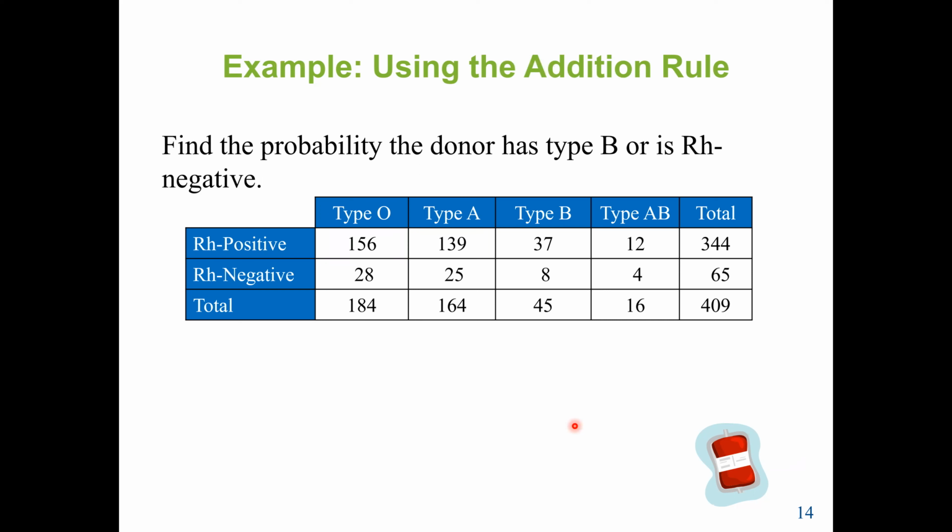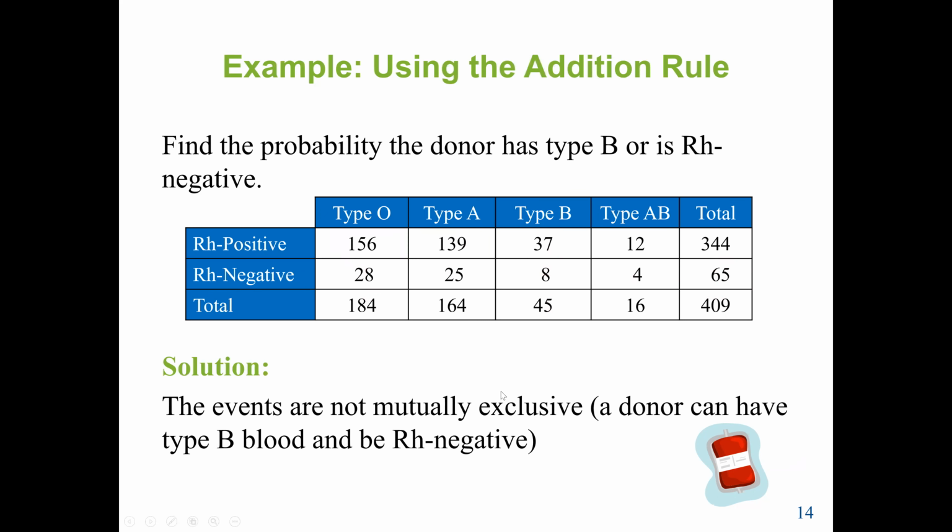So next, they say find the probability that the donor has type B or is Rh negative. Okay, so this time we have type B and Rh negative, and where they cross, the total for that is 8. So we have to be careful here. Is this mutually exclusive or not? Here, the events are not mutually exclusive because a donor can have type B and also be Rh negative. So it's not mutually exclusive.